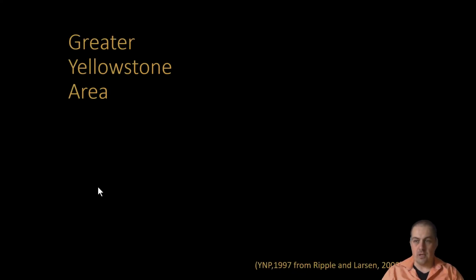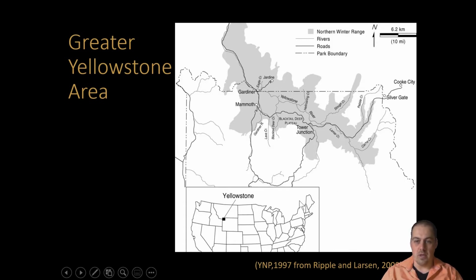So the trophic cascade that we're going to be looking at is going to be in the Greater Yellowstone area. So here is the map. So down here we can see the United States. This black square here is Yellowstone National Park. So it's in Wyoming, and so this is enlarged to form this square here.